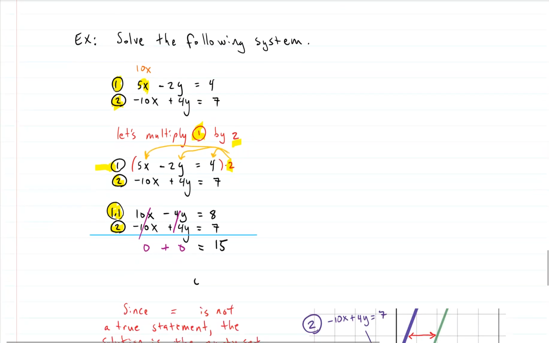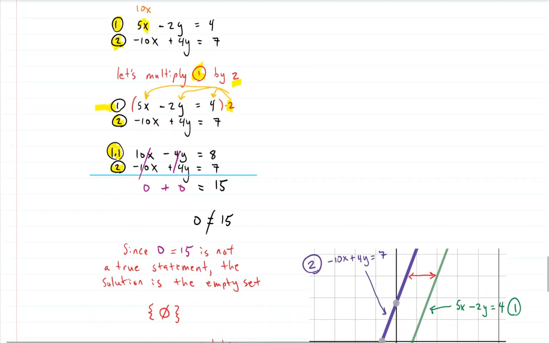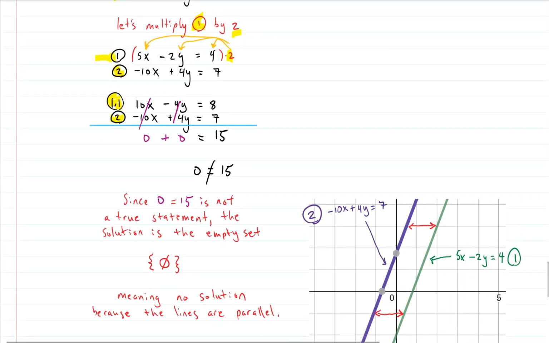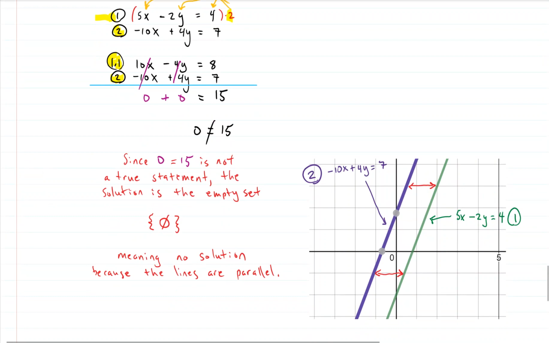Well, that's a little awkward, right? Does 0 equal 15? Nope, it actually does not. So because 0 equals 15 is not a true statement, we know we're in the category where we do not have any solutions because these two lines are parallel. So the solution then would be the empty set. That's what this little 0 with the slash in it means. And the curly brackets mean that this is the set that contains all the possible answers, and there's nothing in there.